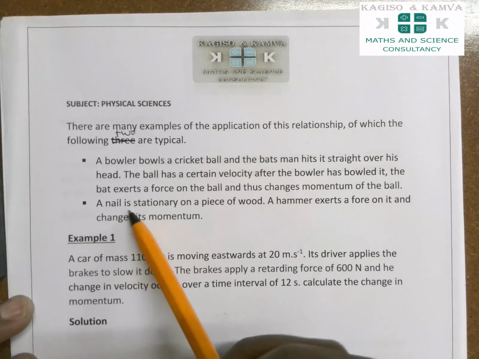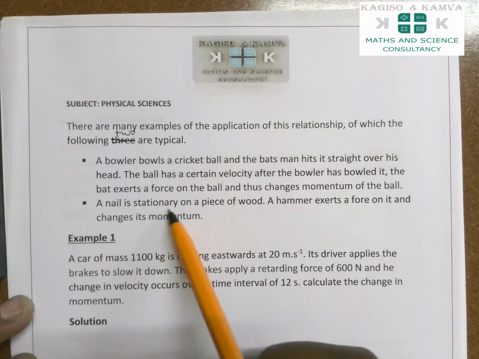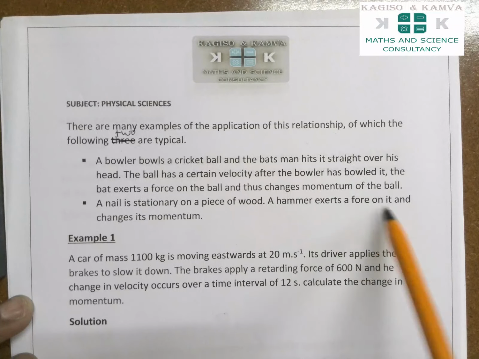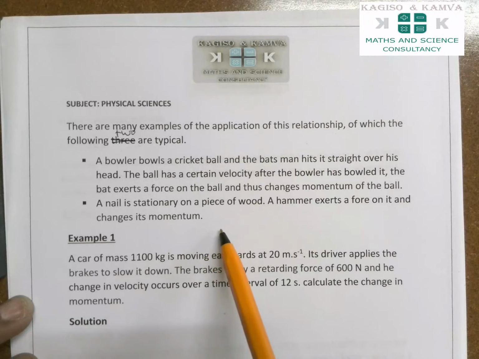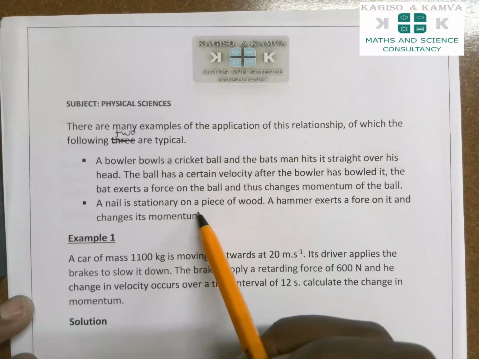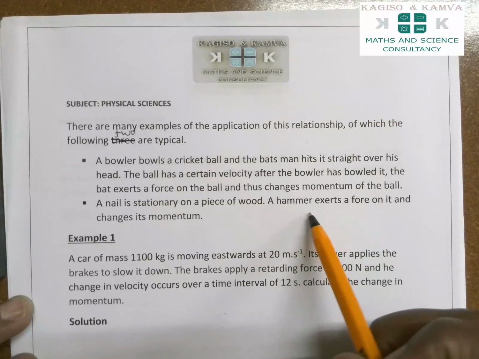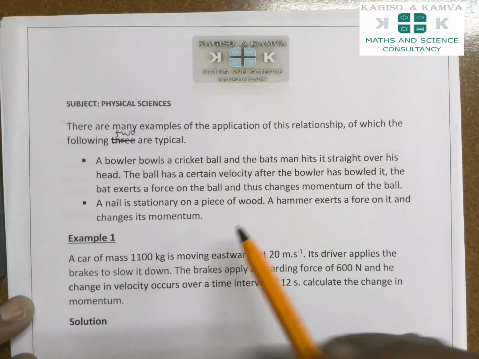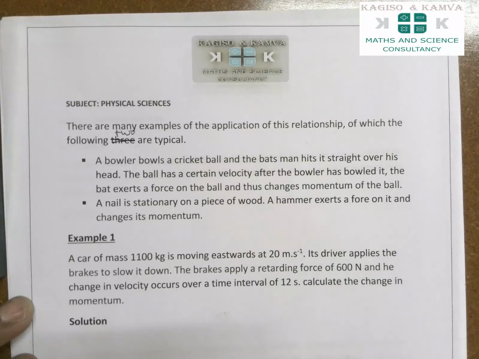And the second one: a nail is stationary on a piece of wood. A hammer exerts a force on it and it changes its momentum. Initially it was stationary, so when the force is applied by the hammer, the nail will start to move inside the wood. Now let us do example 1.